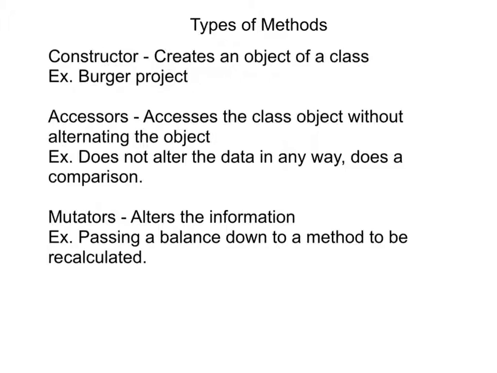Most of the time so far, we've been using accessors or constructors. We are going to be making sure that we're doing a good balance of all three types of methods throughout the course here. So once again, the three different types are constructor, build an object; accessor, use the information but do not change it; mutator, uses and changes the information.